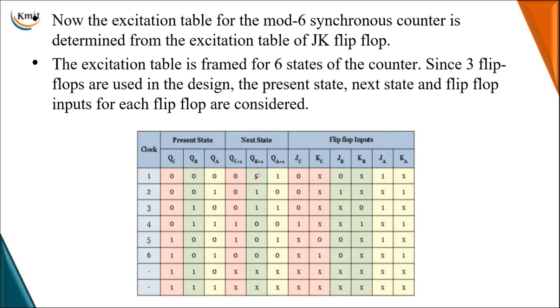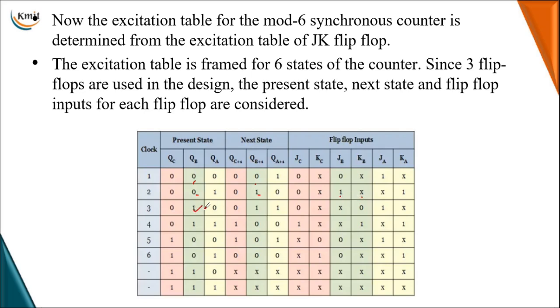Next, QB plus 1, we will compare. So then we write here JB, KB. For 0 to 0: QB value is 0 and QB plus 1 is 0, so JB is 0 and KB is don't care. Then 0 to 1, QB is 0 and QB plus 1 is 1, so it is set. So here JB value is 1 and KB value is don't care.